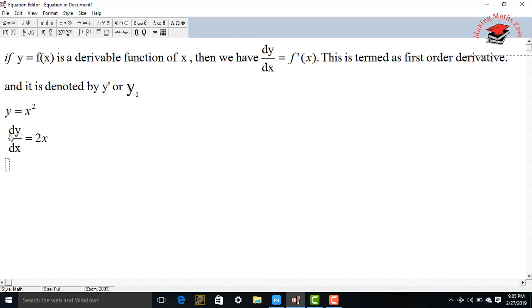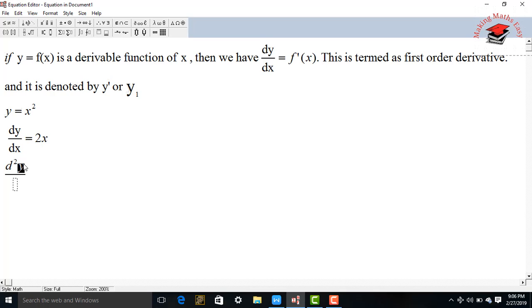But if I told you to find the second order derivative with respect to x, which is d square y upon dx square, what will you do? We will take the derivative again of this function. In order to find a second order derivative, we differentiate with the order 1 and then differentiate again with the order 2.